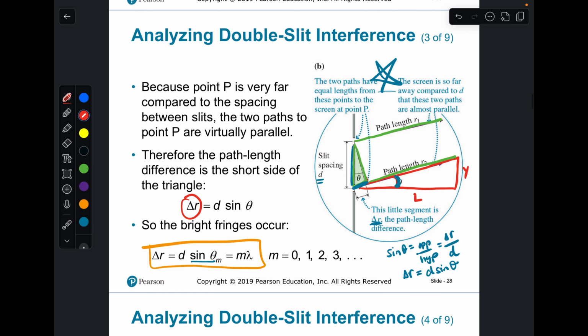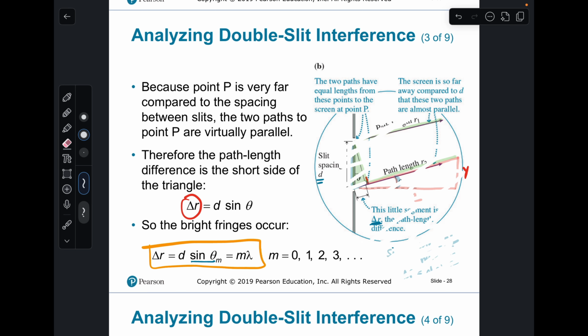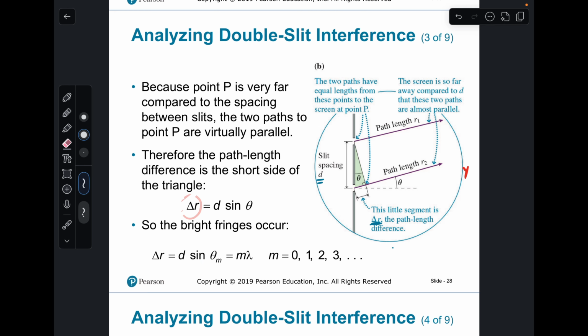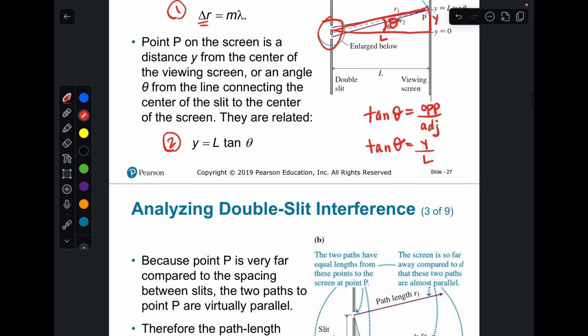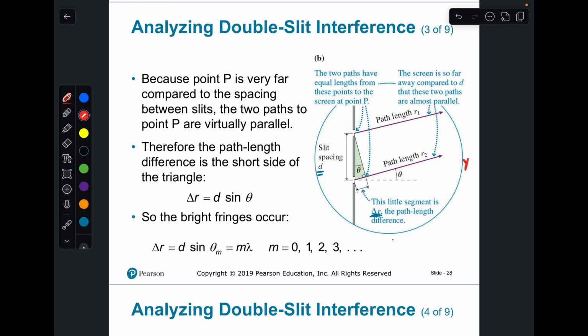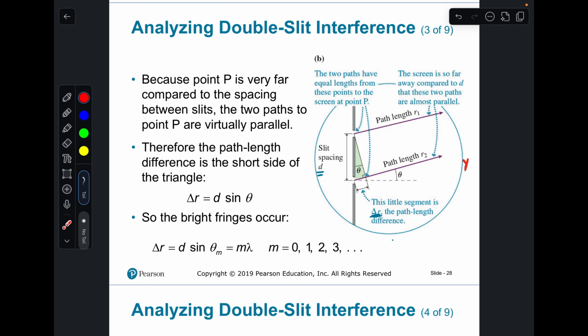So now let's zoom in and work on what delta R is. Delta R we can figure out by forming a second triangle. So you can see we're zooming in right here because we want to find the path length difference. And so if this is the path of one source of light and this is the path of the other source of light, this little distance right here is going to be the path length difference, right? This is how much longer R2 is than R1.